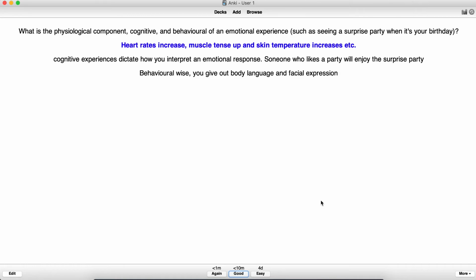So physiologically, your heart rate is going to increase, your muscles tense up, and your skin temperature increases. Cognitive experience dictates how you interpret this emotional response. Someone who likes a party will enjoy it. Someone who doesn't like a party won't enjoy it. Behavior-wise, you give out body language and facial expression.